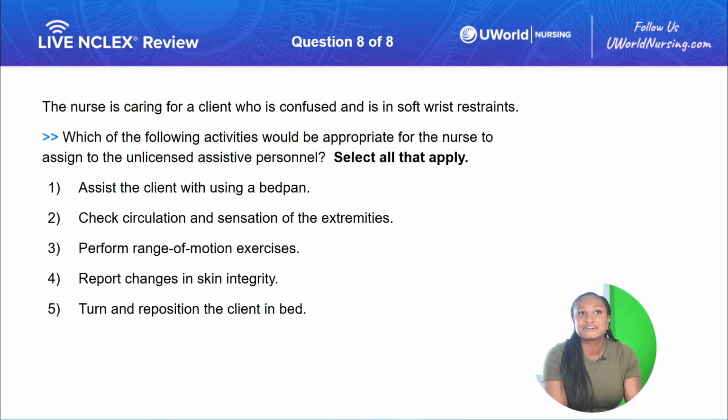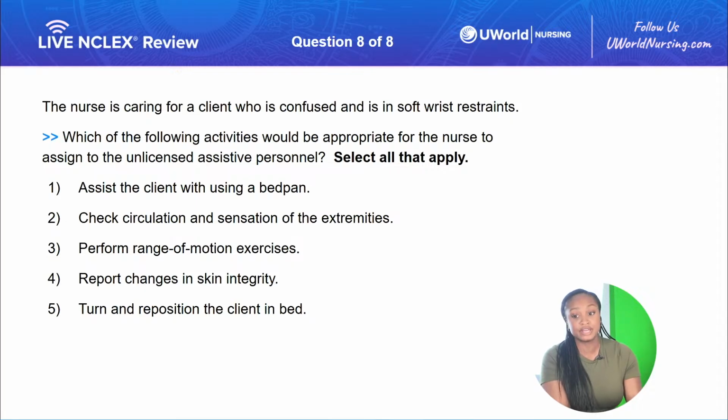Last question of the day. The nurse is caring for a client who's confused and is in soft wrist restraints. Which of the following activities would be appropriate for the nurse to assign to the UAP, the unlicensed assistive personnel? Select all that apply. Option 1, assist the client with using a bedpan. Option 2, check circulation and sensation of the extremities. Option 3, perform range of motion exercises. Option 4, report changes in skin integrity. And option 5, turn and reposition the client in bed.